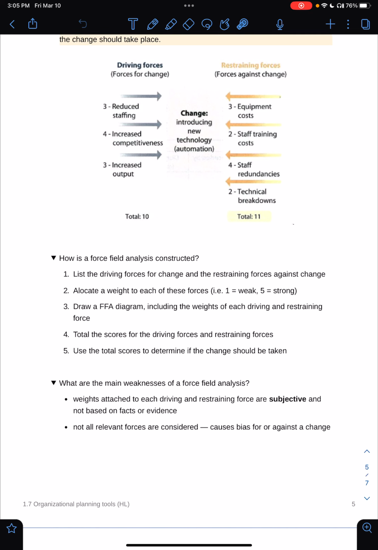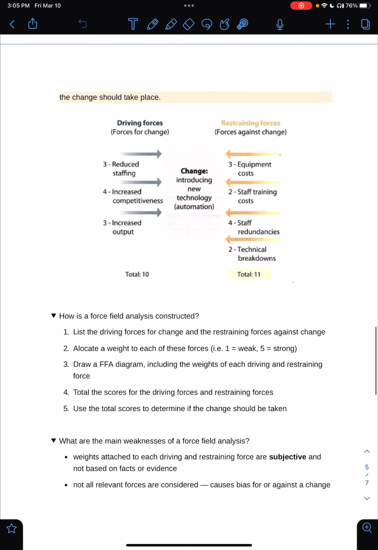So again, when we take a look at this example, the driving forces for introducing new technology include reduced staffing, increased competitiveness, and increased output. And all of these are given a weight, 3, 4, and 3 respectively. And then when we look at the restraining forces, we can see that there are equipment cost, staff training cost, staff redundancies, and lastly, technical breakdowns. And again, all of these forces against change are given a weight out of 5.